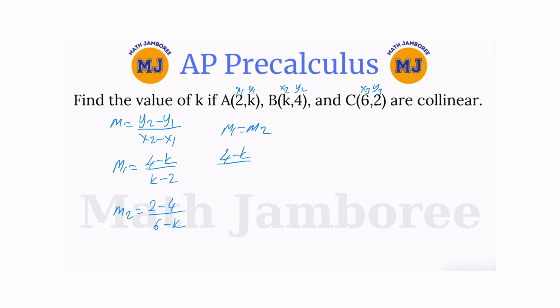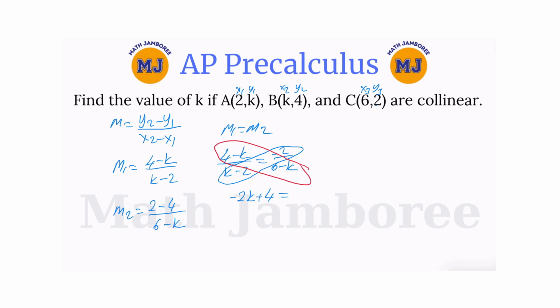So m1 must be equal to m2. 4 minus k over k minus 2 is equal to negative 2 over 6 minus k. At this point, we'll just do cross multiplication. So let's go ahead and do that. Negative 2 times k, negative 2k plus 4 is equal to, and we'll just multiply, and then we put that in a different color to make it more visualized.